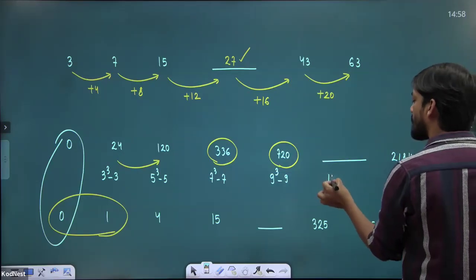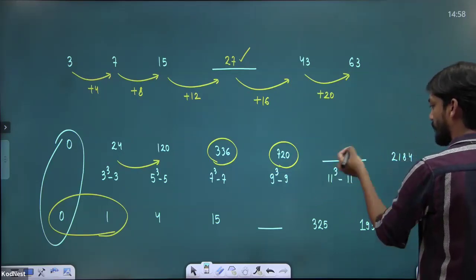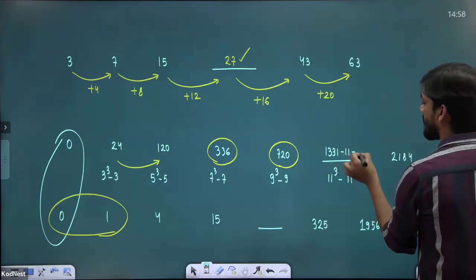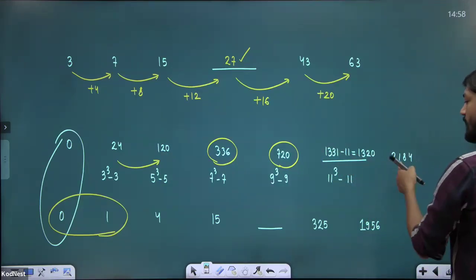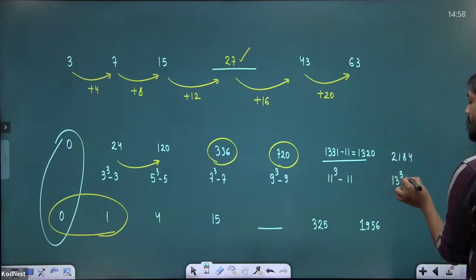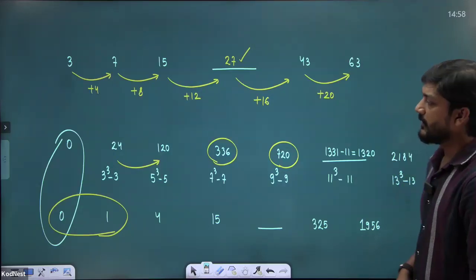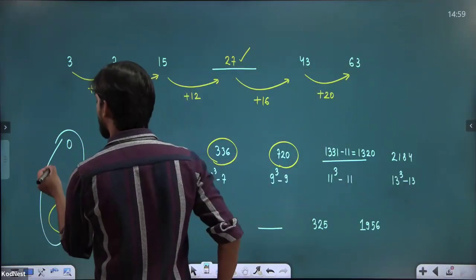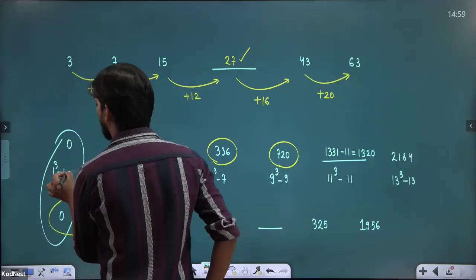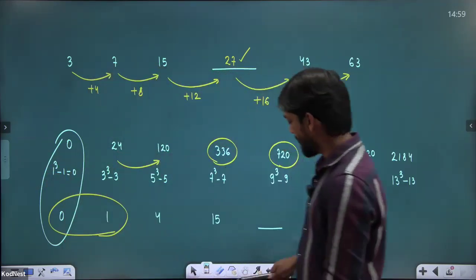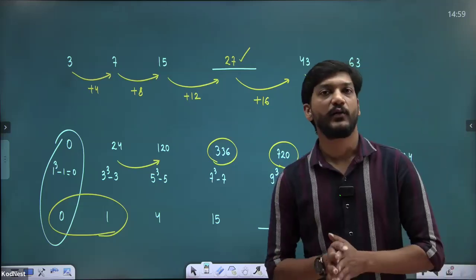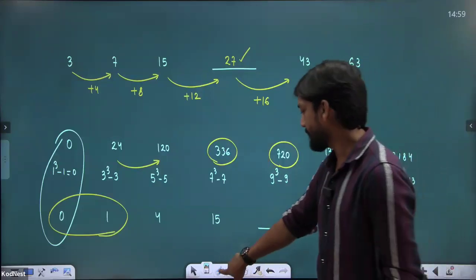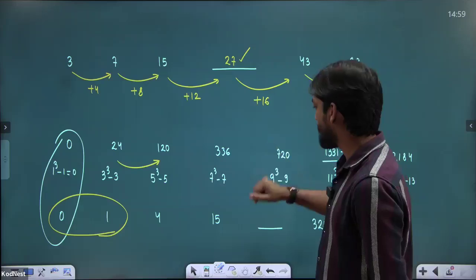So next will be 11 cube. So 11 cube minus 11 will give you this. And 11 cube is 1331 minus 11 will give you 1320. And after 11, 13. So 13 cube minus 13 will give you this. All right. So 3, 5, 7, 9, 11, 13. So the previous one should be 1 cube minus 1. That is 0. All right. So this is how it will work out. Multiplication also will not work out in any way, you can check. Okay. So all of you please carefully observe. Is this point clear?